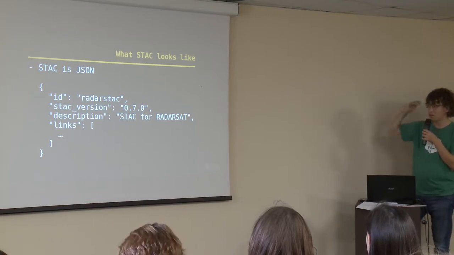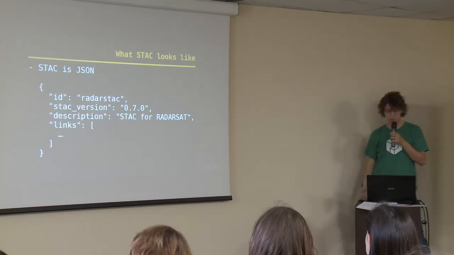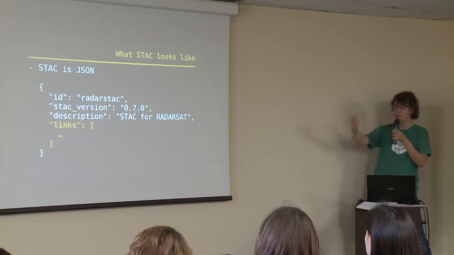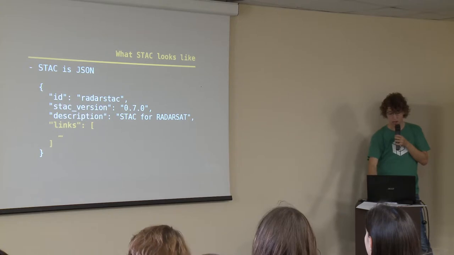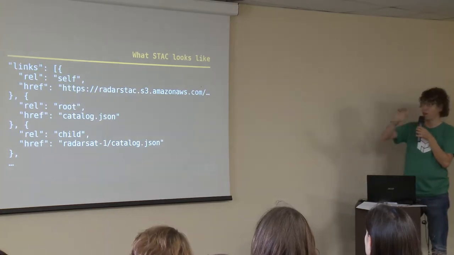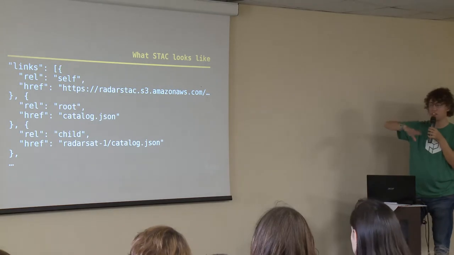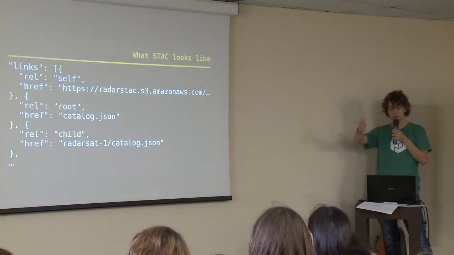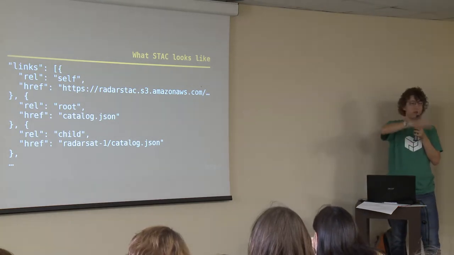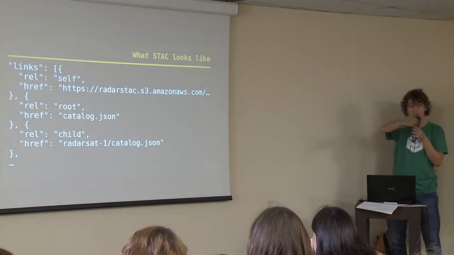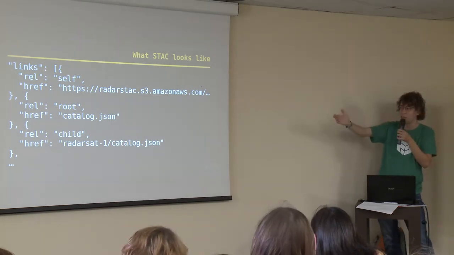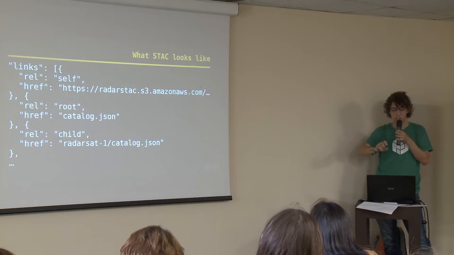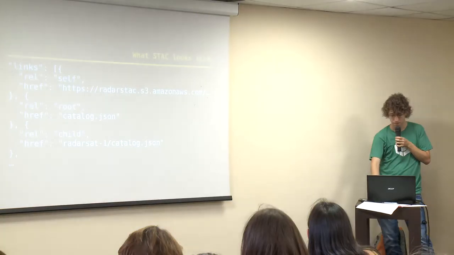So STAC is anchored in JSON, as you can see here. But what we really care about is the links. This is basically how you build up the catalog. And those links look like this. They have a relation, and they have an href, which is a URL. The nice thing is splitting those two things apart, because what often happens is links are just URLs, and then you encode within the location what it is. For example, if you have slash item, you would encode in the location what data it is, and in STAC they encode the relationship in a separate field.